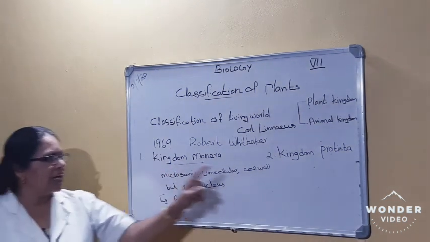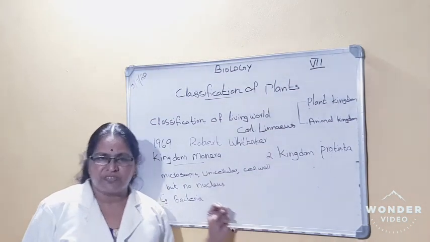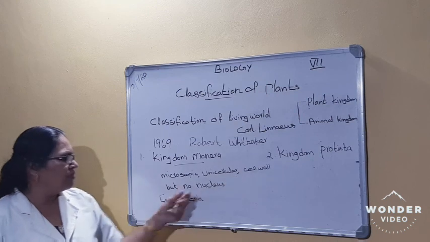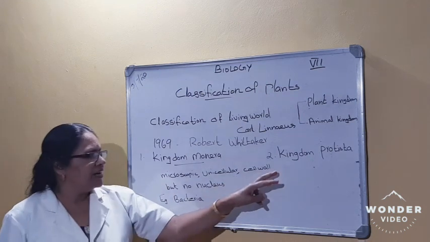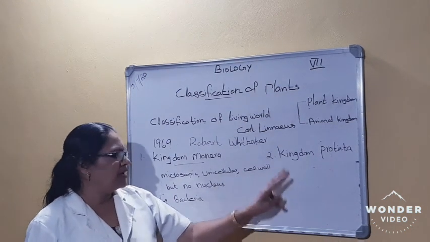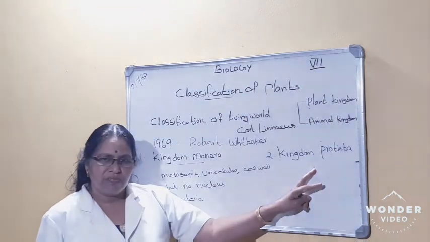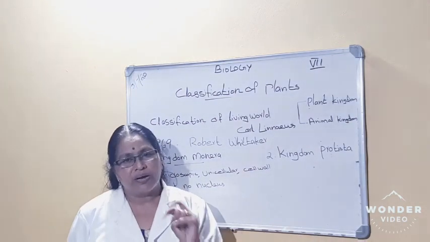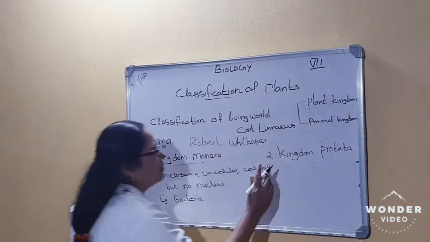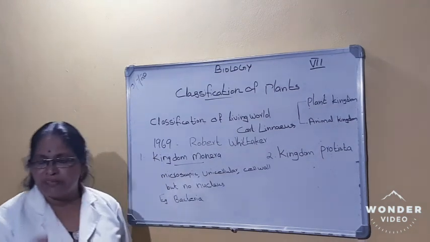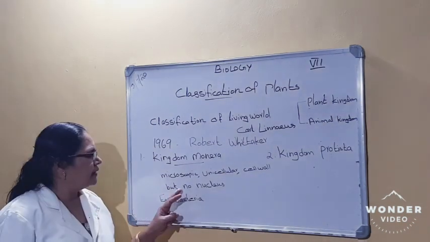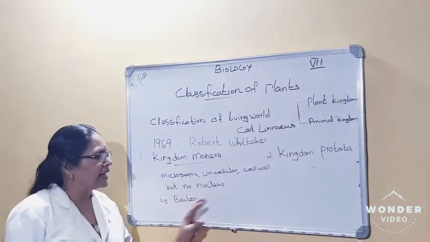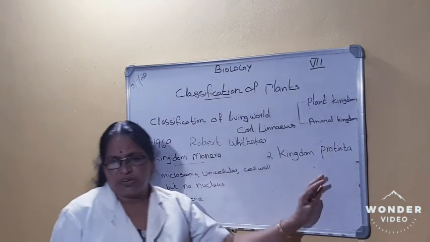So kingdom Monera and Protista. Very easy to understand. Monera are microscopic unicellular organisms with a cell wall but no nucleus. Here the microscopic unicellular organisms are without a cell wall, like animal cells, but have a definite nucleus. That is the characteristic of kingdom Protista.